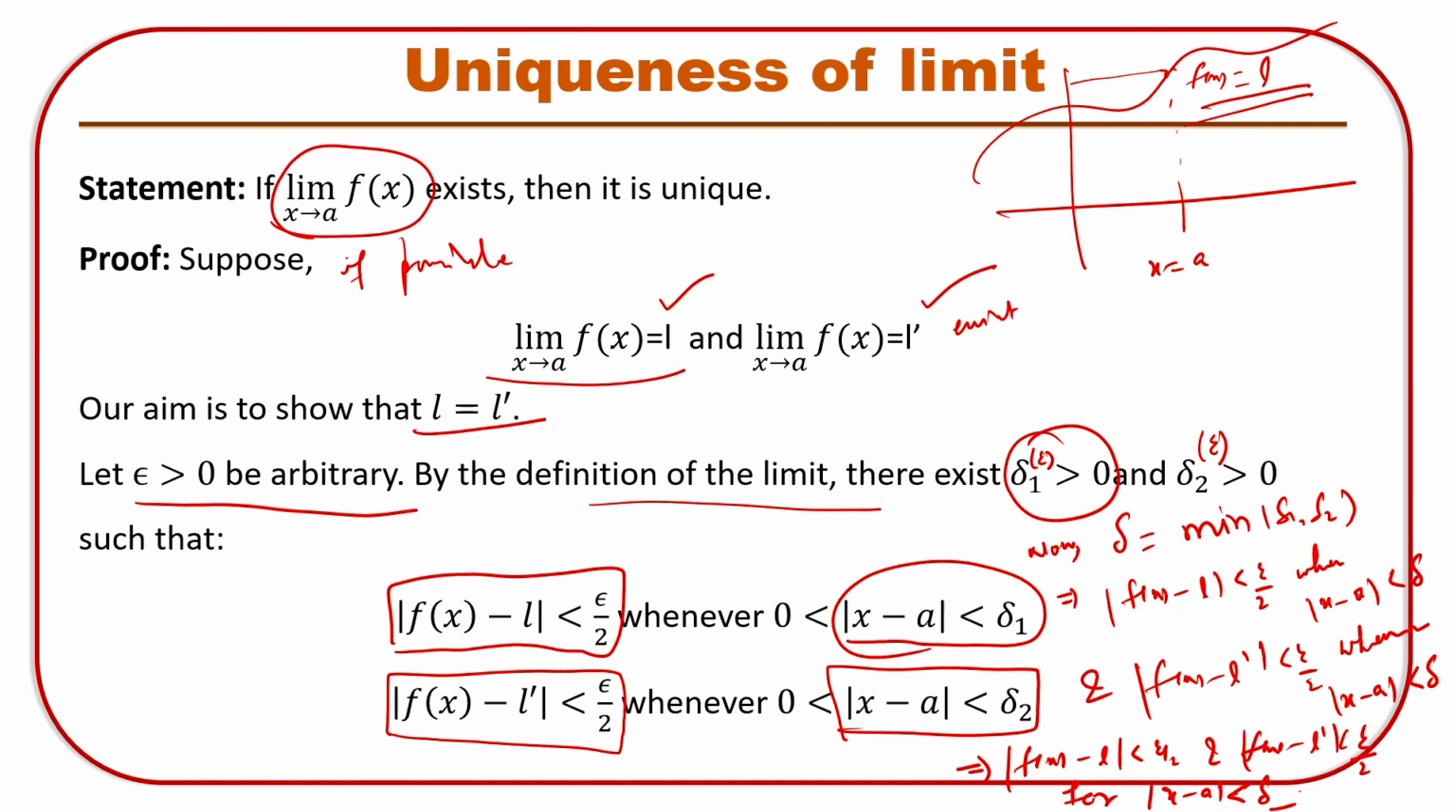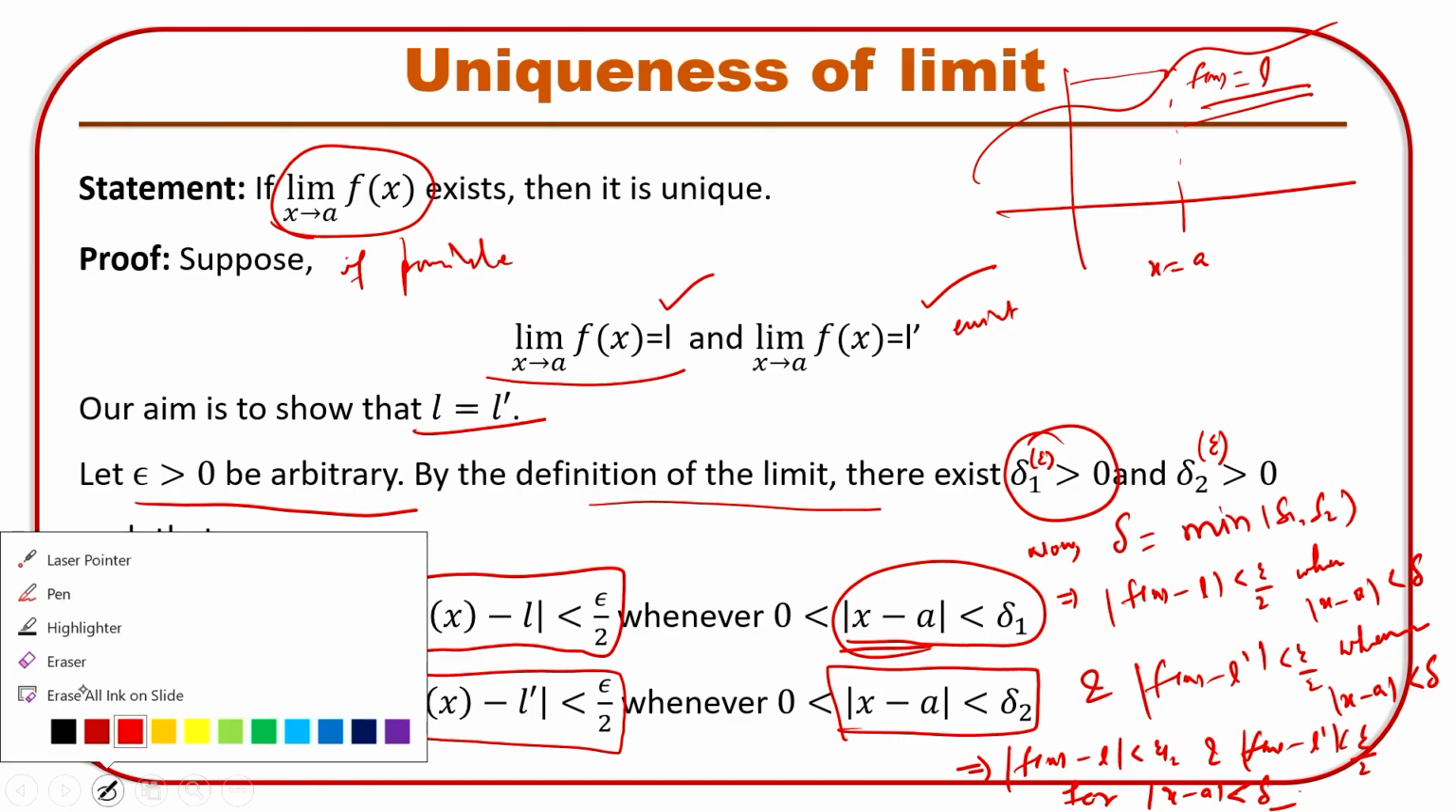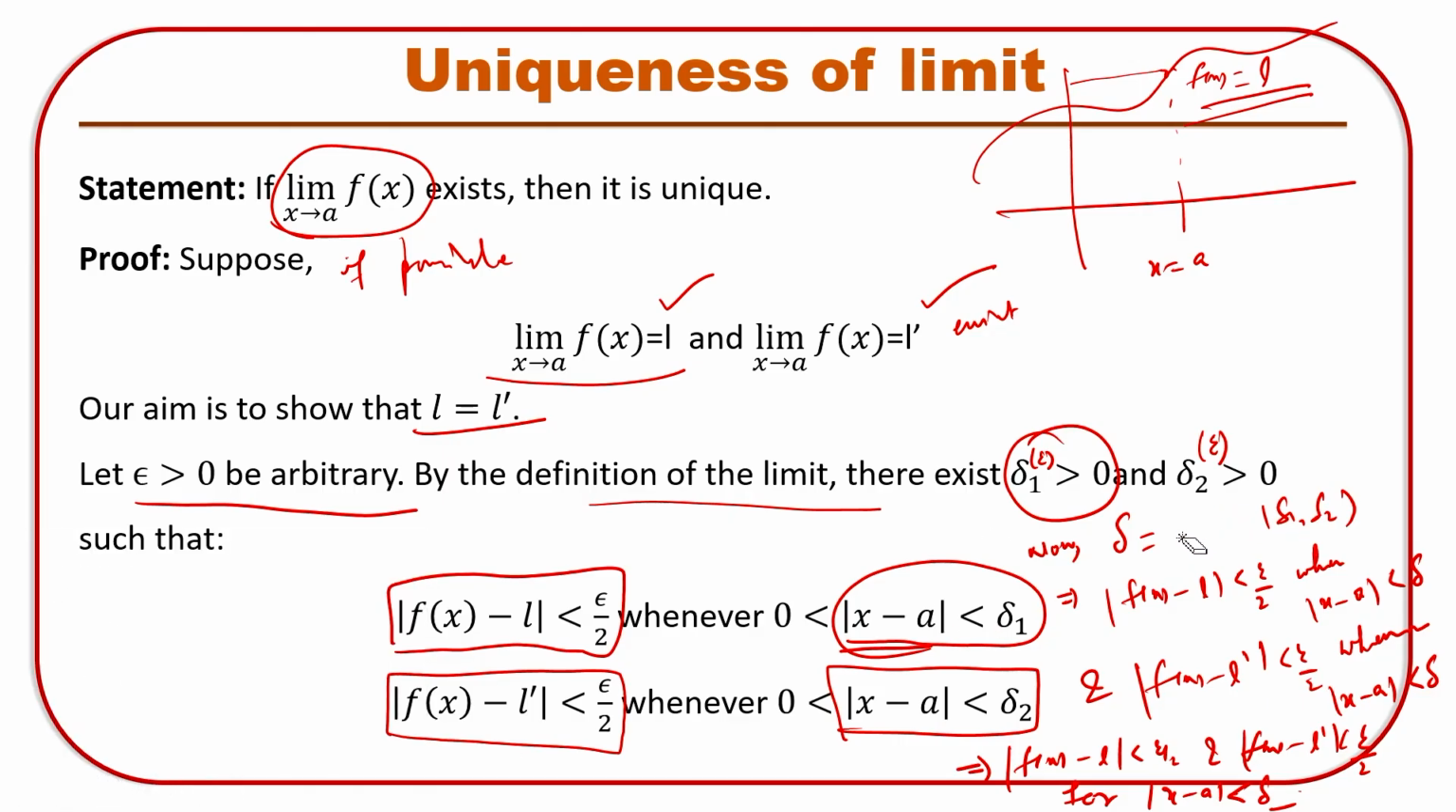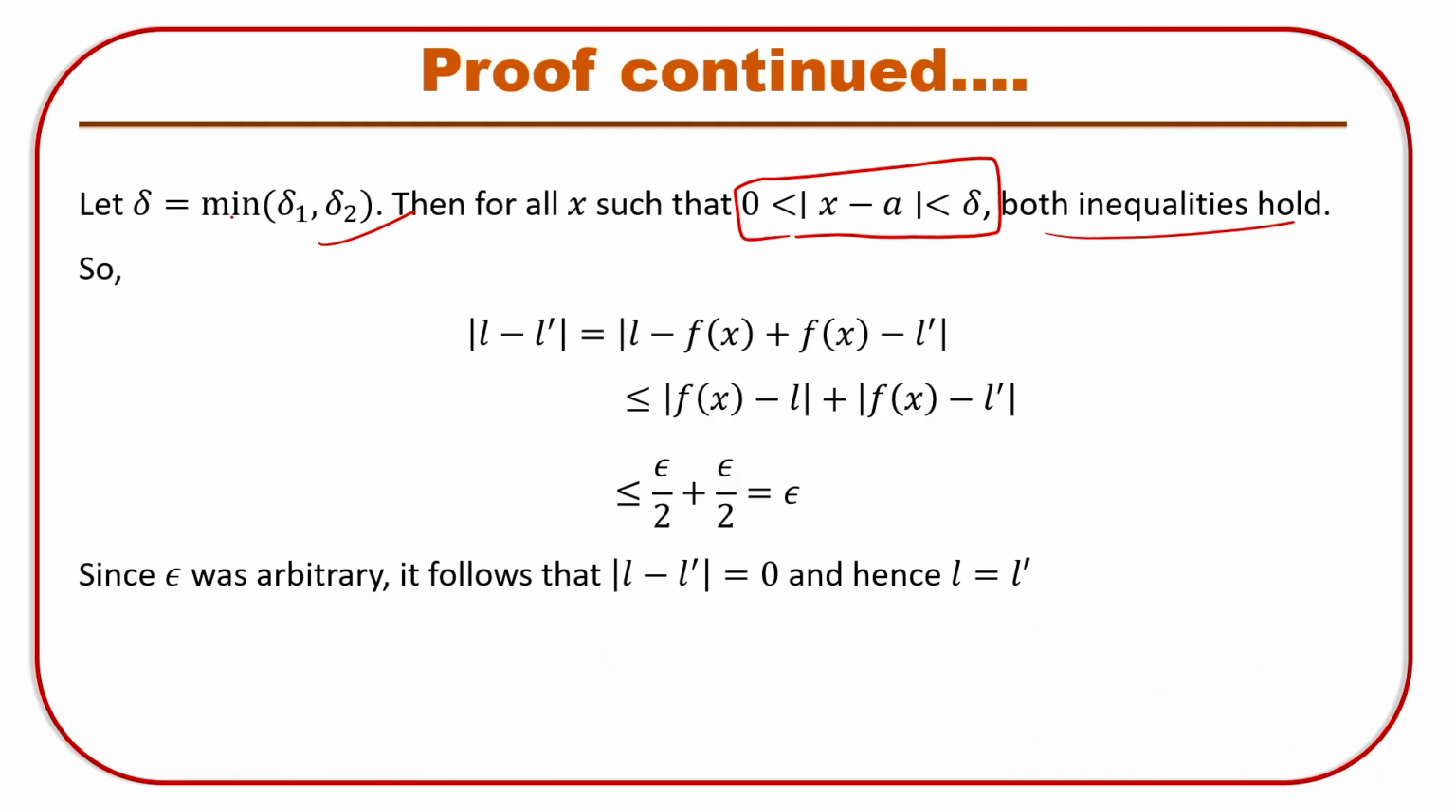Why? Because with delta 1 and delta 2, if I take the maximum, x minus a is always less than delta, but this does not necessarily work here. So the maximum is not right here. This is not the minimum, but the maximum would be on the safer side, I thought.